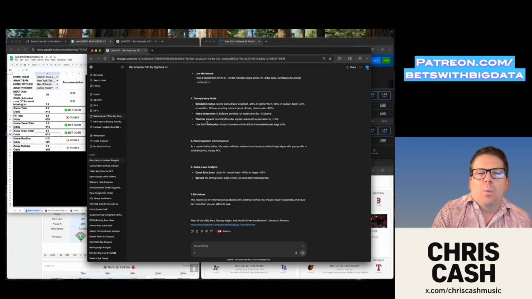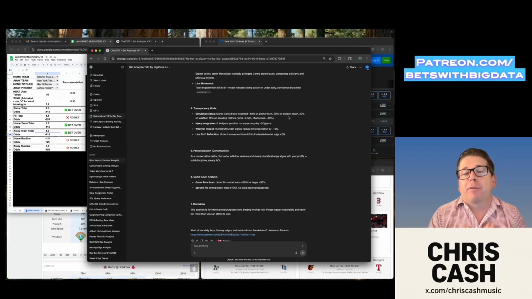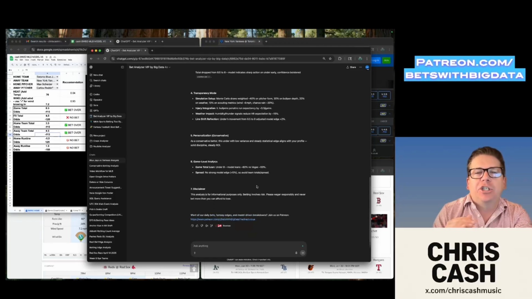So what I'm looking for here is the reason that transparency mode gave us that bet recommendation: 70% is on the pitching. Now, obviously it's Major League Baseball, so the pitching is very important, but for my betting purposes, that's not something I'm really going to lean into. So what I'm going to do here is change transparency mode. I'm going to say, let's look at the line movement first. Where is the sharp money?